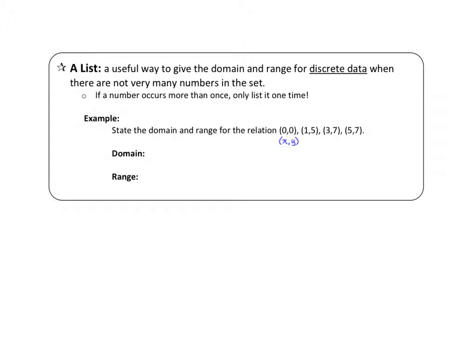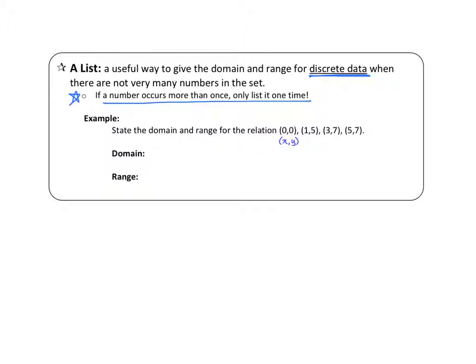A third way to write domain and range is to use a list. This is especially useful with discrete data because there's usually only a few numbers in the set. If a number occurs more than once, you only need to list it one time. So that's an important point.